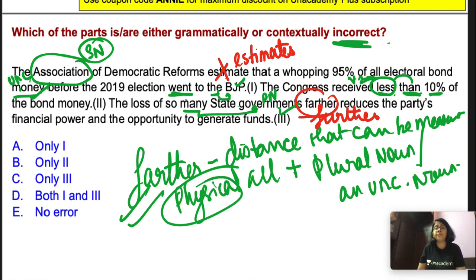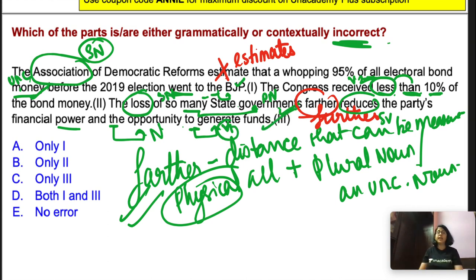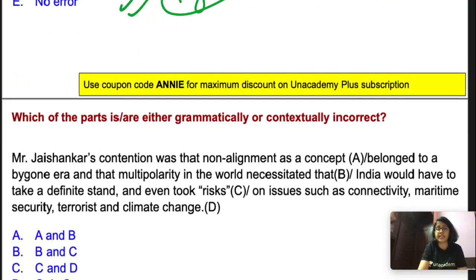Now here the loss is the subject and this is a singular noun. So here reduces, singular verb has been used. Reduces the party's financial power and the opportunity, the plus noun opportunity, to generate, 2 plus V1 infinitive, to generate funds. Okay, so the errors are in parts 1 and 3. The answer is option D. Next.